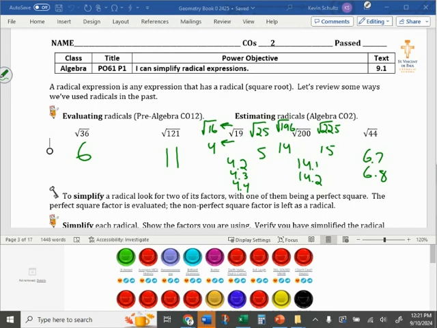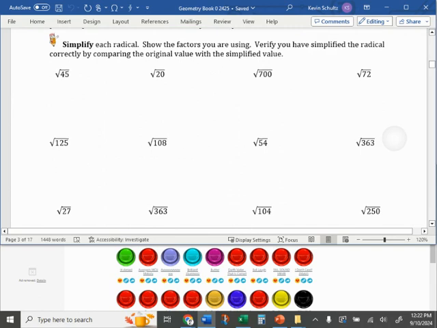So the drawback to that is that it's an estimation. We are rounding here. And as you get further, especially into Algebra 2, you're going to be expected to keep exact values of things because you're going to be using those values for something else. And the more you round answers and continue to round, the more accuracy you lose. So we are going to focus PO61 on simplifying each radical.